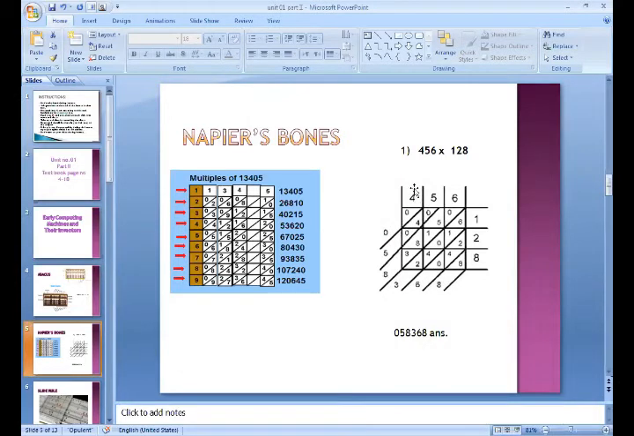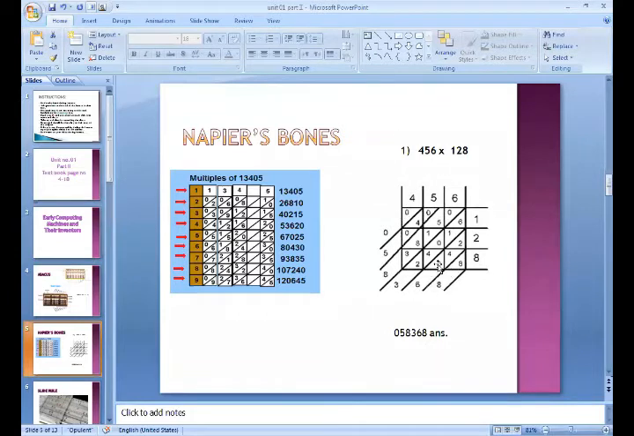Then we multiply by 4. 4 multiplied by 1, 4 ones are 4. 4 is the unit and 0 is the ten. 4 multiplied by 2, 4 twos are 8. 8 is the unit and 0 is the ten. 4 multiplied by 8, 4 eights are 32.